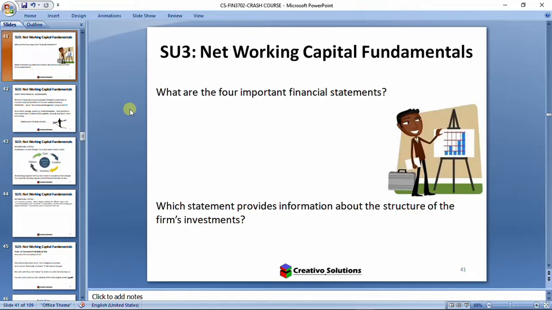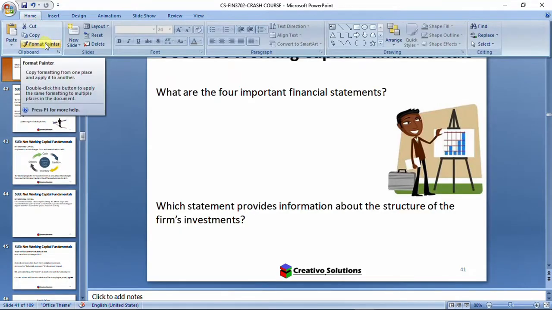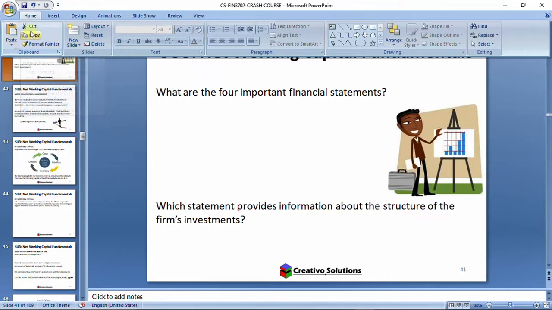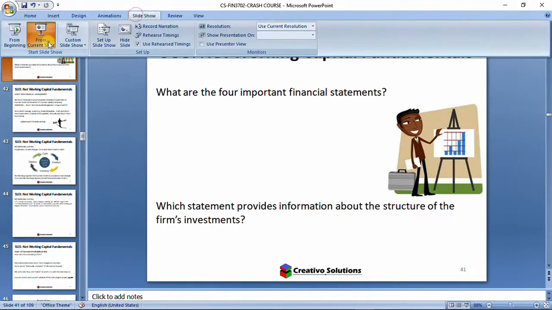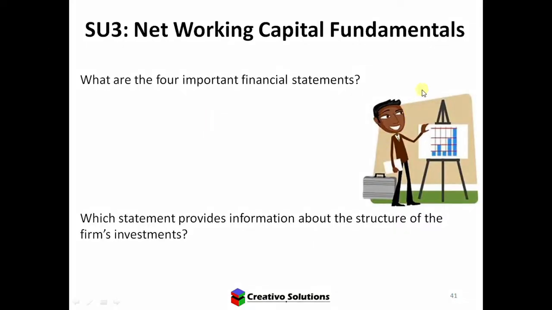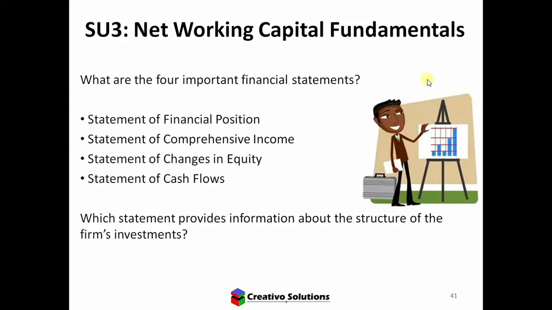What about the one that belongs to the owner? Statement of changes in equity. There we go. And the whole session today, we spoke about how important cash is. So what's the last statement? Statement of cash flows. Exactly. There you go. You've got all four of them.